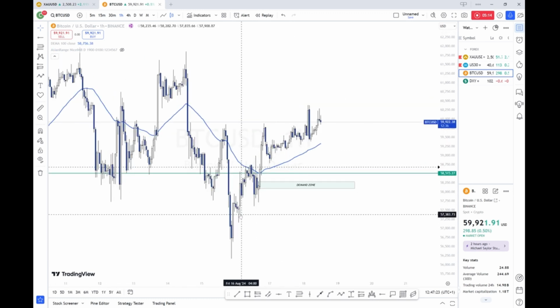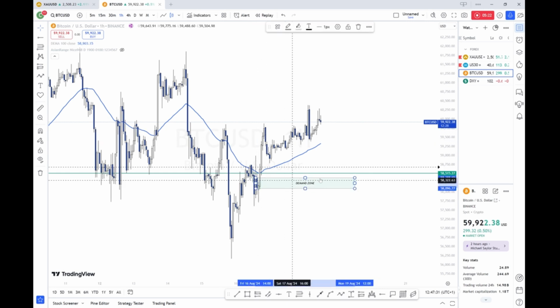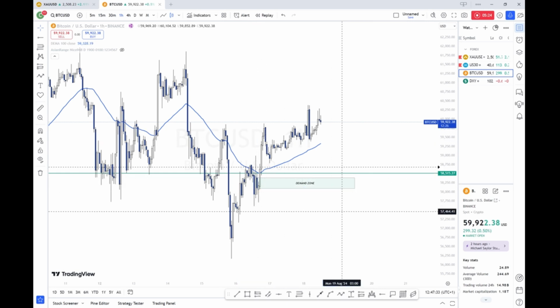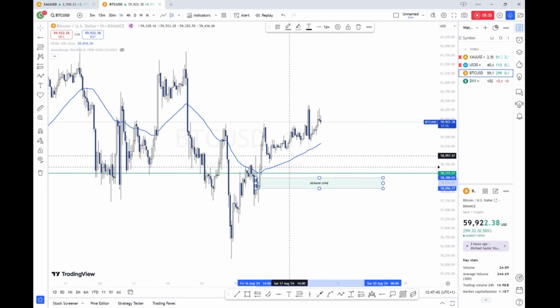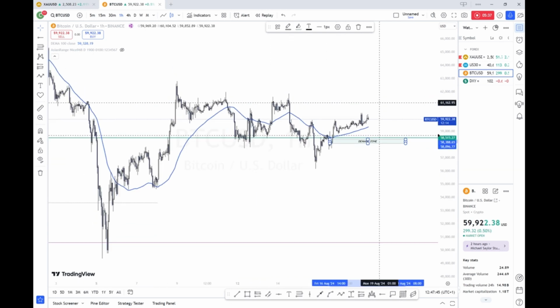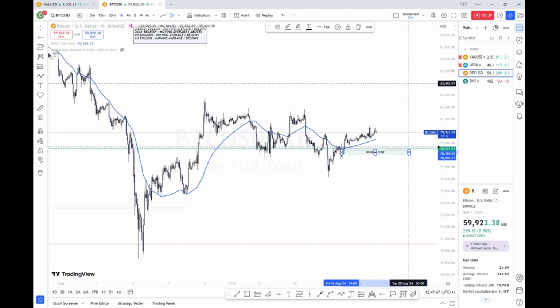We have a low, we have a high, we have a low, we have a high, we have a low, we have a high. So I drew this on 1 hour. So I'm expecting price to come back into this zone, then buy. So this has my inducement. So basically that's for BTC USD.